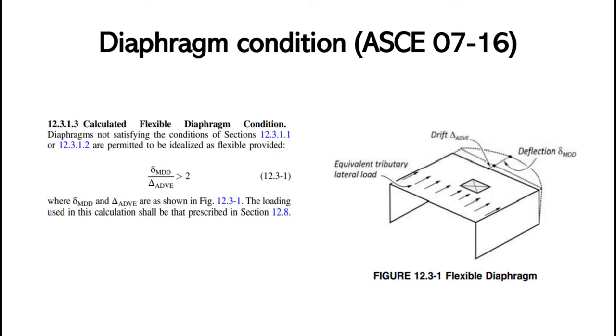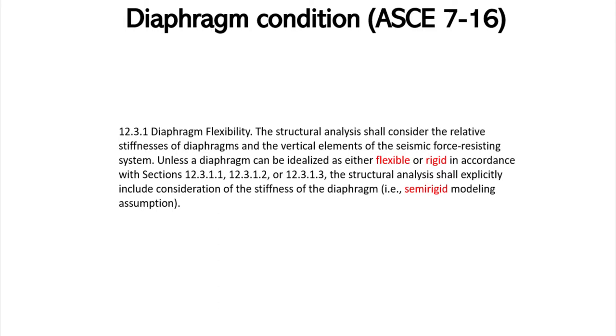There is another condition defined by the code for the diaphragm flexibility. It says that unless the diaphragm can be idealized as either flexible or rigid in accordance with the three different clauses that we have just discussed, the structural analysis shall explicitly include consideration of the stiffness of the diaphragm, that is, by modeling with the actual plate stiffness. This is what we call the semi-rigid diaphragm modeling.